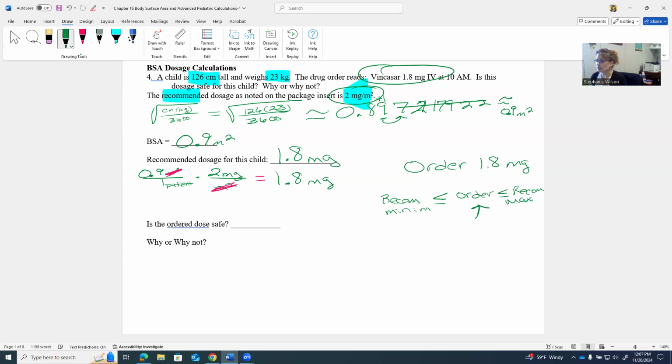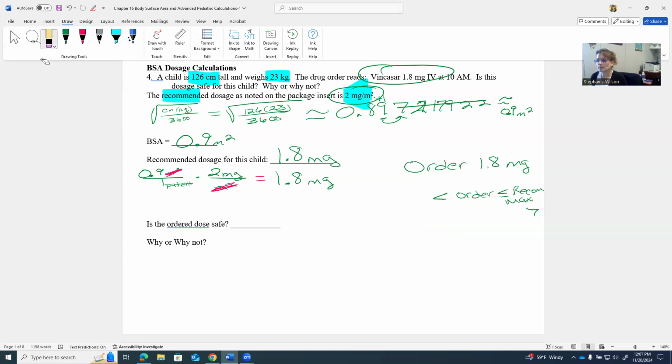If the order falls in between those two or equals either one of them, then yes, the order is safe, right? Because if the order fell below the minimum, then it's not effective and the patient's not getting well. If it falls above the maximum, then it's not safe because they're taking too much medication. You can OD them and cause more harm. So in this case here, I'm going to erase this. So if you want to pause it to write that down.